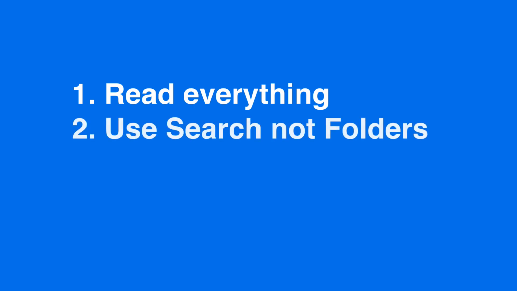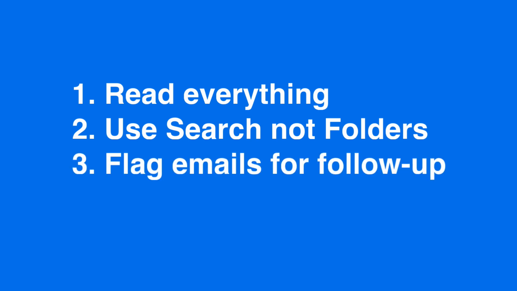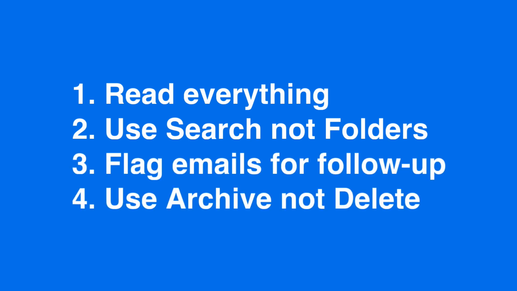So they are, first of all, read everything. I read all my emails. Number two is use search and not folders, so I don't have any folders in my inbox. Number three is flag emails for follow-up. And number four is use archive and not delete, so I don't delete anything.